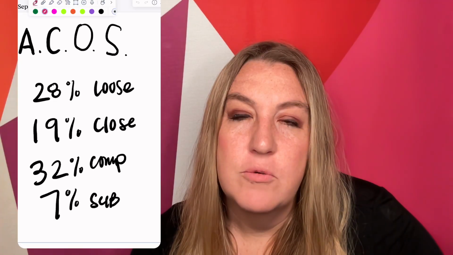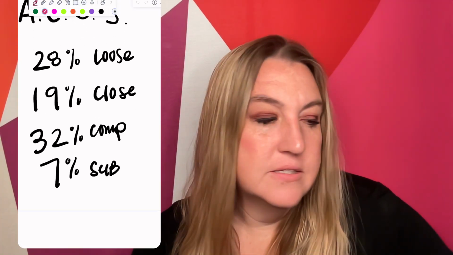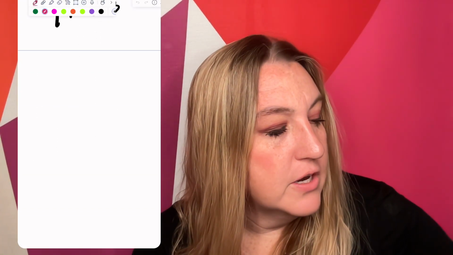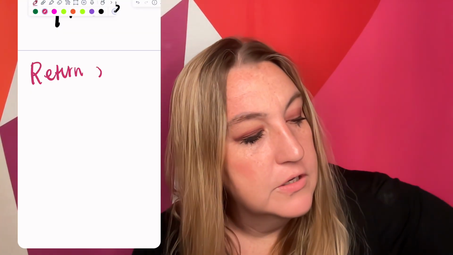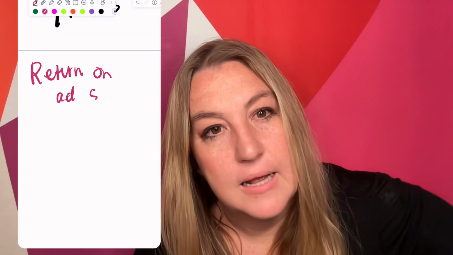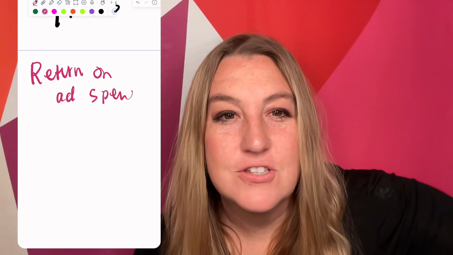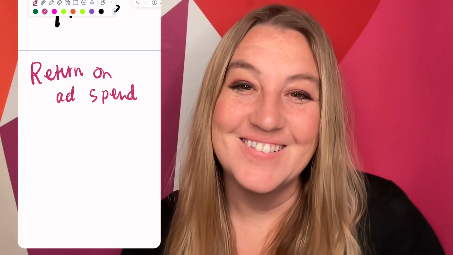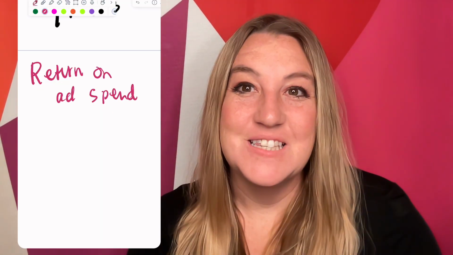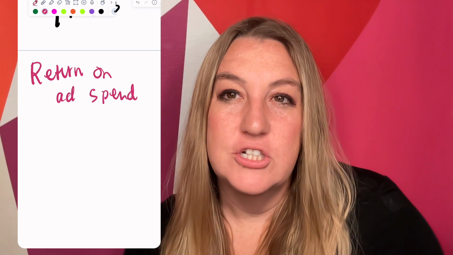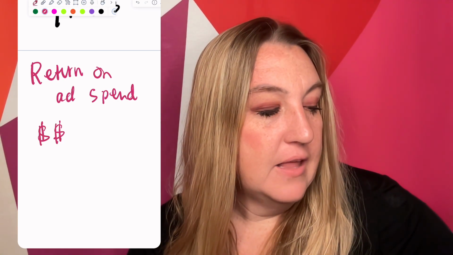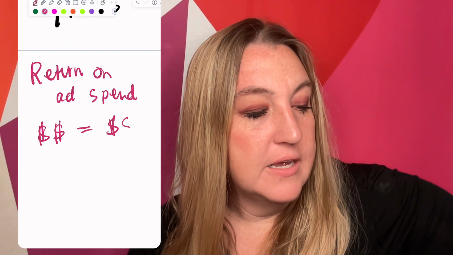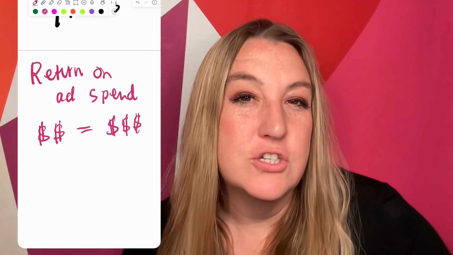The reason why I don't pay attention to ROAS is, and I'll draw it out for you here, ROAS stands for return on ad spend. The reason we don't pay attention to this is because it's not quite the same as Facebook ads, where it's money in and money out. Do you guys know why that is?